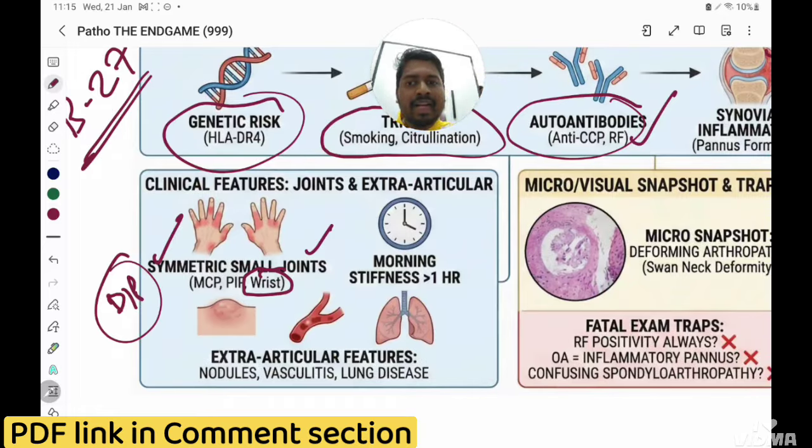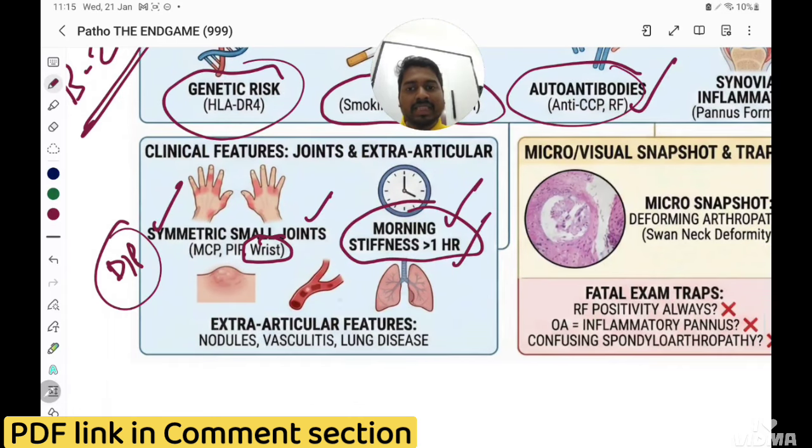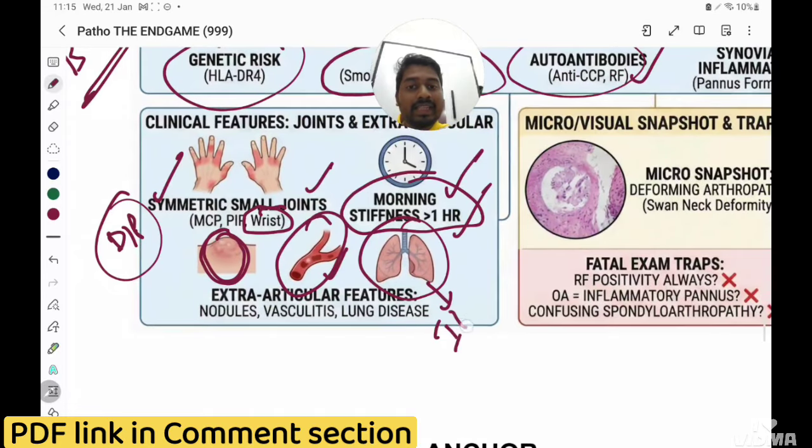In rheumatoid arthritis, the most common symptom is early morning stiffness, which means after waking up, the patient will feel stiff joints for almost more than 1 hour. There are some extra-articular manifestations also, which are basically rheumatoid nodules on the skin, which are painful nodules, especially on the extensor surfaces. It can also cause vasculitis symptoms, and lung disease, especially interstitial lung disease.